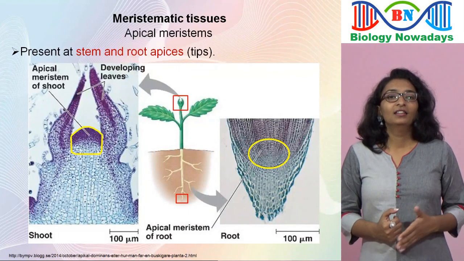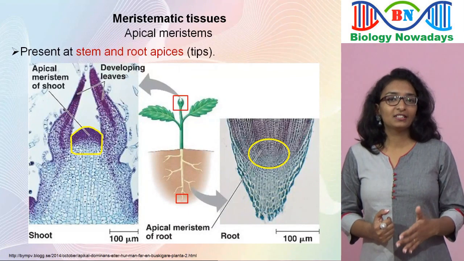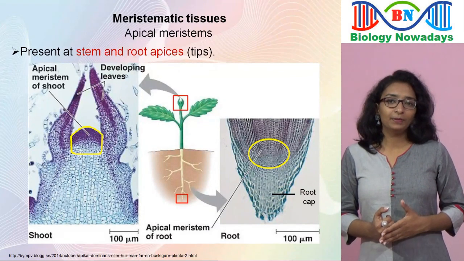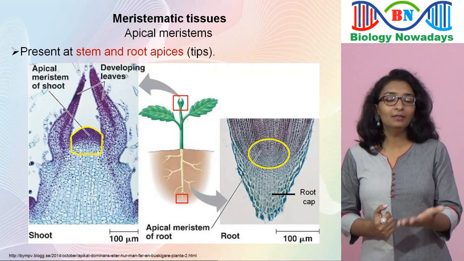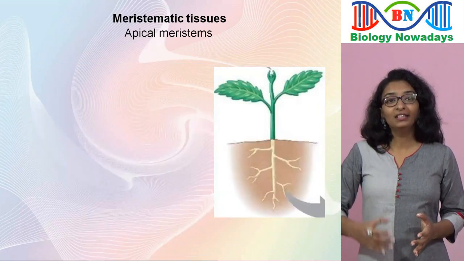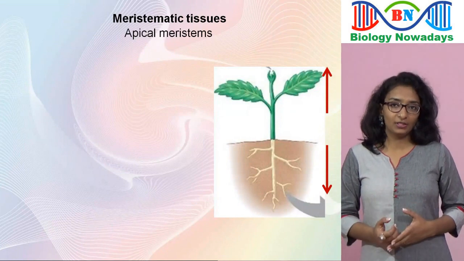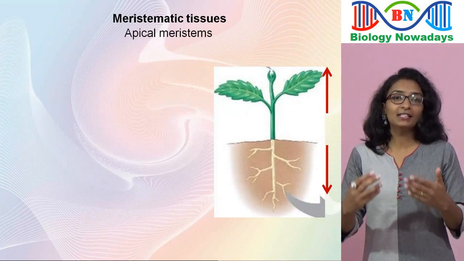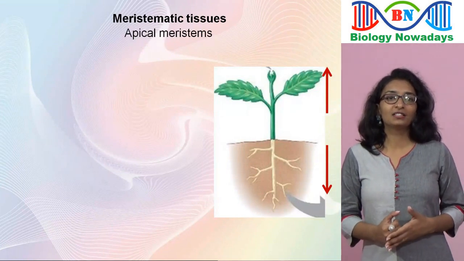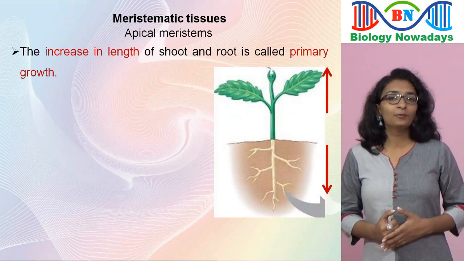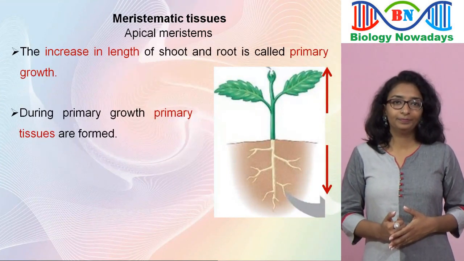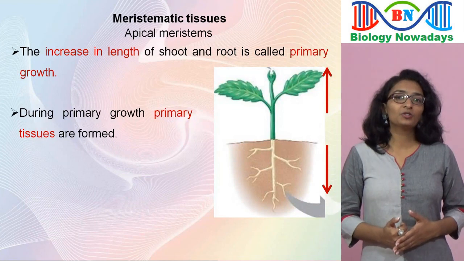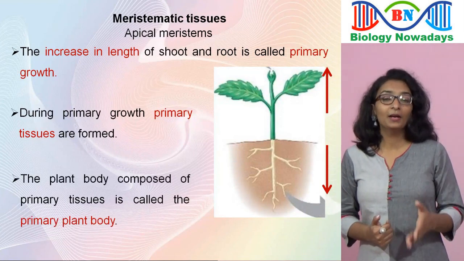In the root, the apical meristem is protected by a structure called root cap. The apical meristems bring about growth in length of shoot as well as root. This increase in length of shoot and root is called primary growth, during which primary tissues are formed. The plant body composed of primary tissues is called the primary plant body.